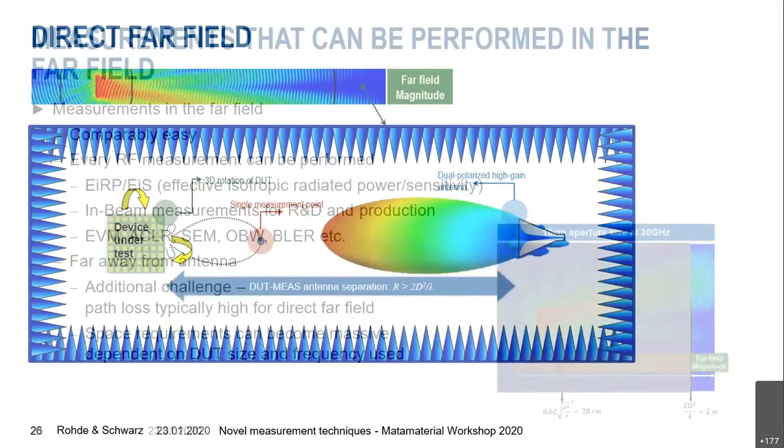However, in the direct far field, anechoic chambers are also readily available, but a lot more expensive, a lot larger. But this also is one example of how these far field measurements can be done.